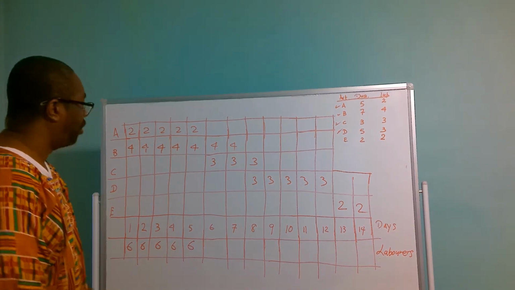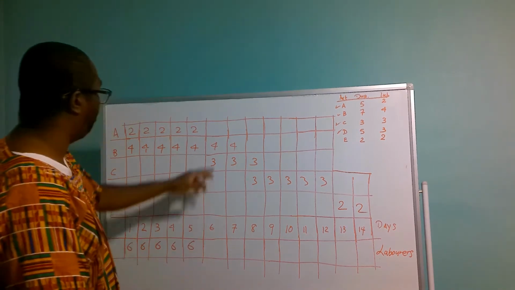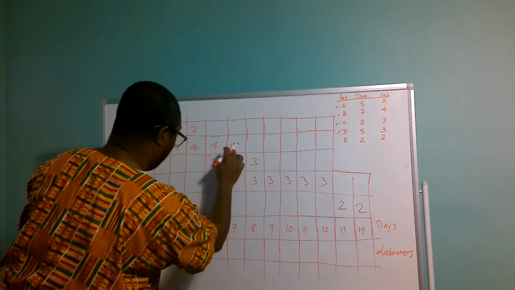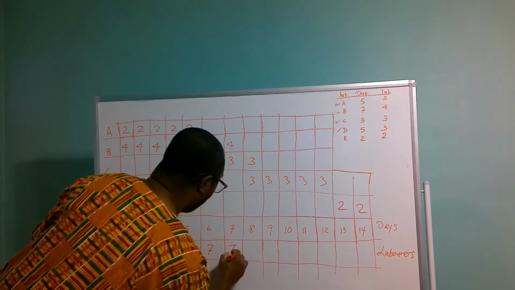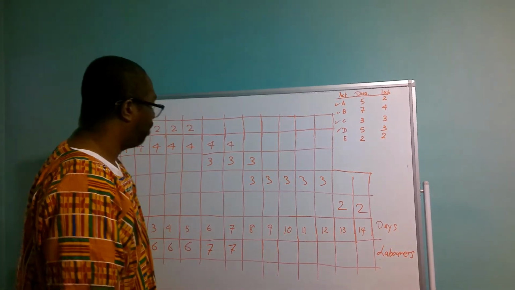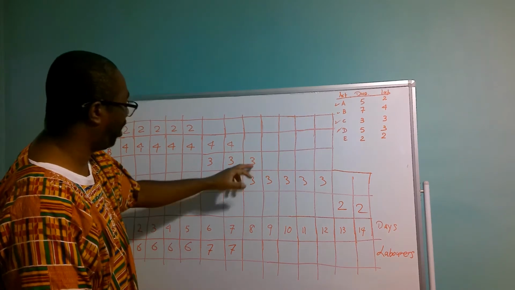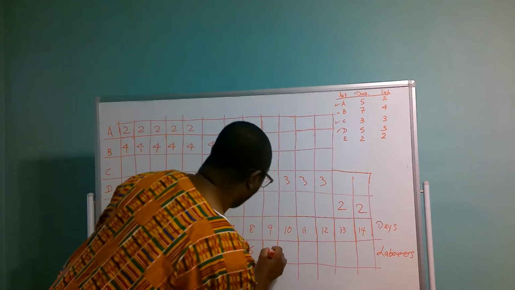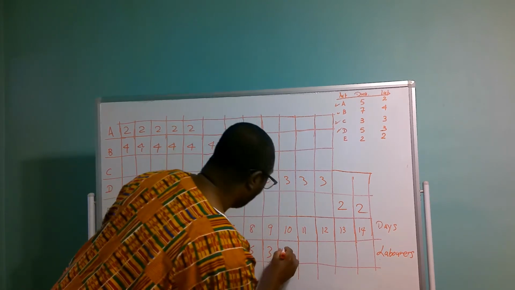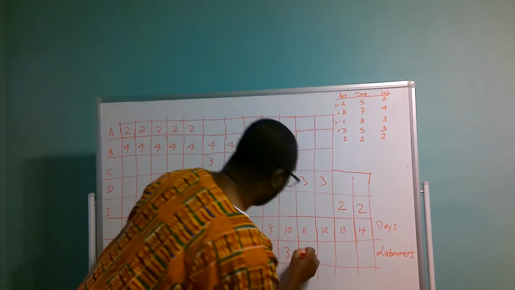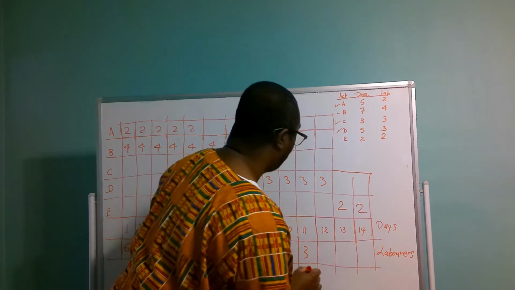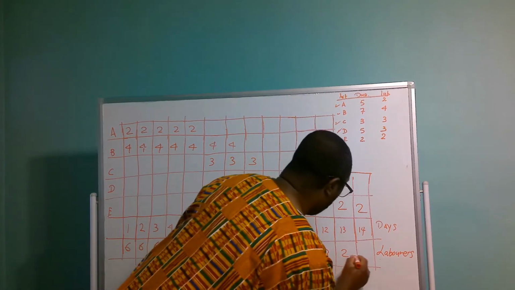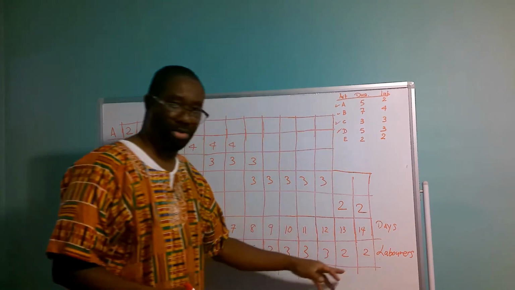Now, we come to this column now. So we have 4 and 3 is 7. Right? We come here now, we have 3 and 3 is 6. Then we have 3 right here, 3 right here, 3 right here. And we have 2 in these remaining rows.